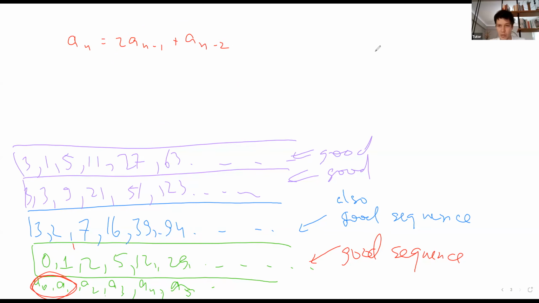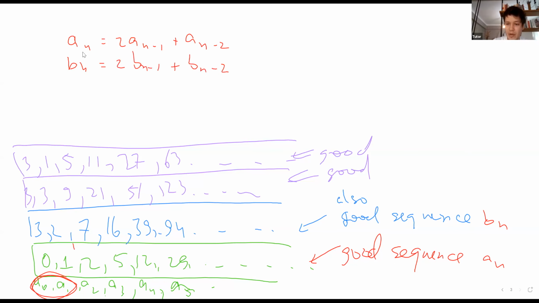Why is that the case? Well, the way you can see this is basically this. If you had a sequence AN, so maybe this thing in here is our sequence AN, and now let this be our sequence BN. Because this is a good sequence BN, it satisfies the same relationship. So BN satisfies the same relationship: 2BN minus 1 plus BN minus 2.